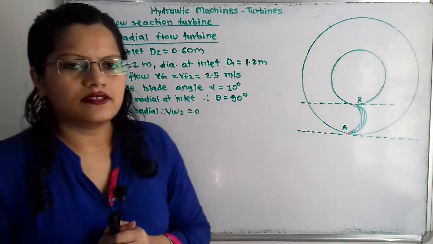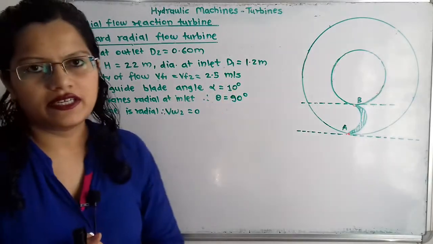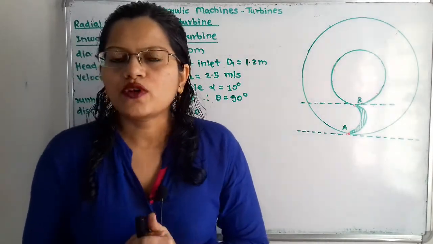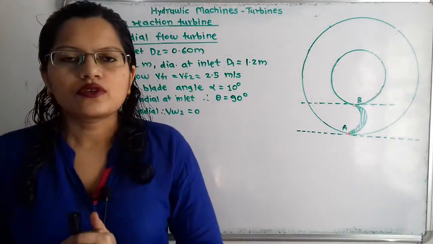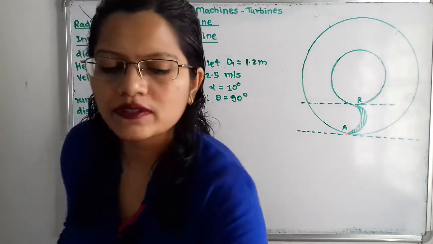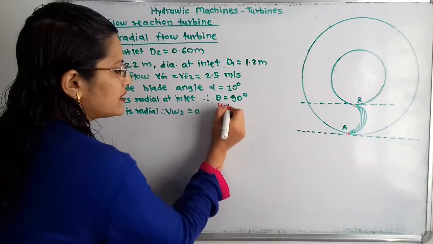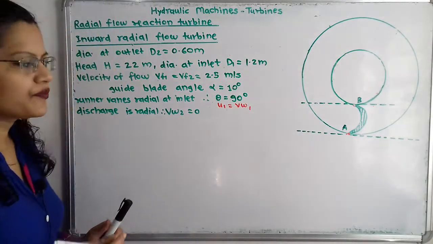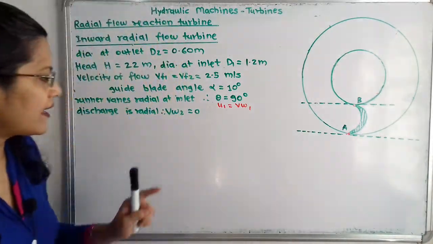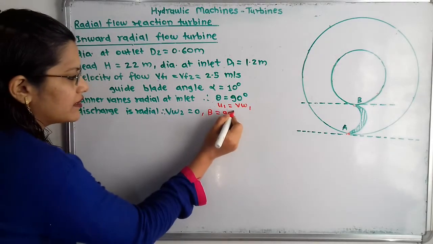Then the guide blade angle, known as the angle alpha, is equal to 10 degree. Then it is given that the runner vanes are radial at inlet. So the vanes are radial at inlet, which means the angle theta is equal to 90 degree. So what happens when theta is equal to 90 degree? We can say that at inlet U1 is equal to VW1. Then the discharge is radial. When the discharge is radial, VW2 is equal to 0 and angle beta is equal to 90 degree.